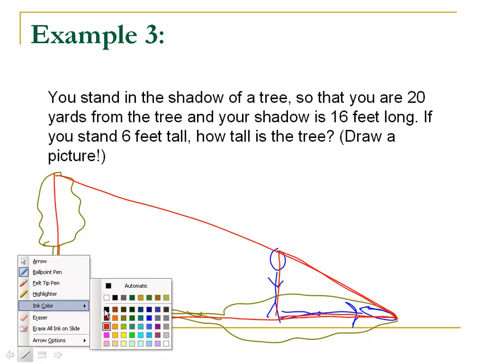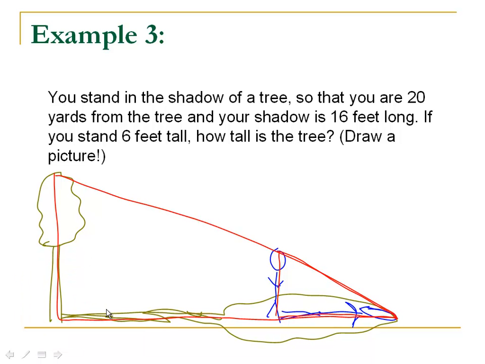Now let's put some numbers to these. So it says you're 20 yards from the tree. So this distance from you to the tree is 20, and that's yards. Your shadow is 16 feet long. So this distance of the shadow here, that is 16 feet. If you stand 6 feet tall, so this side length right here is 6 feet. How tall is the tree? So we're looking for this side.